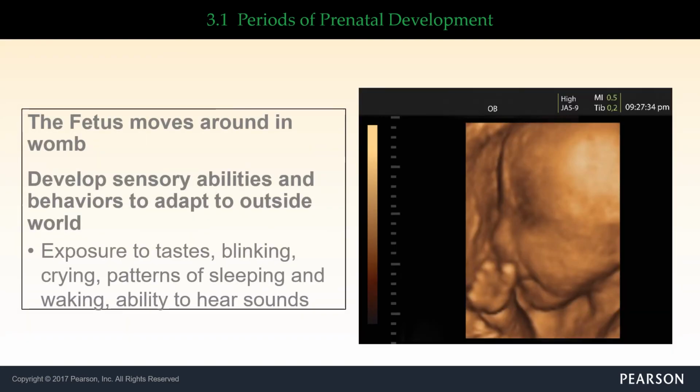The fetus moves around in the womb. It develops sensory abilities and behaviors to adapt to the outside world. So it can taste foods the mother has eaten, because often they get into the amniotic fluid. They blink, they cry, they have patterns of sleep and wake, and they can hear. And so they become familiar with voices from the outside, and they can see light coming from the outside as well.